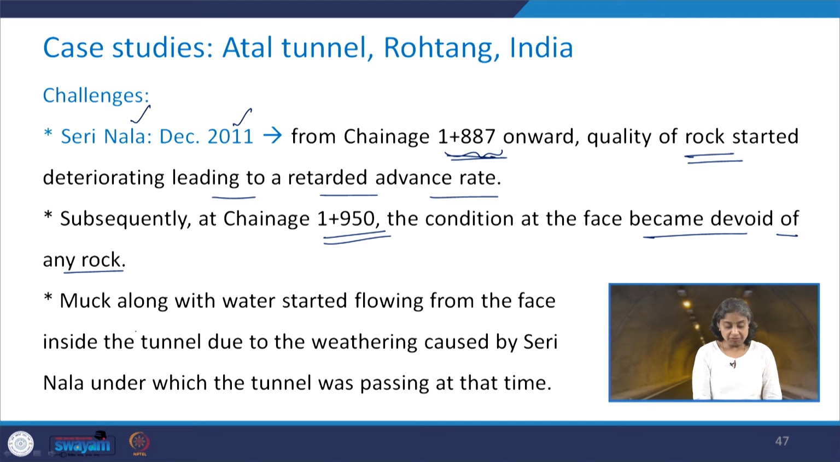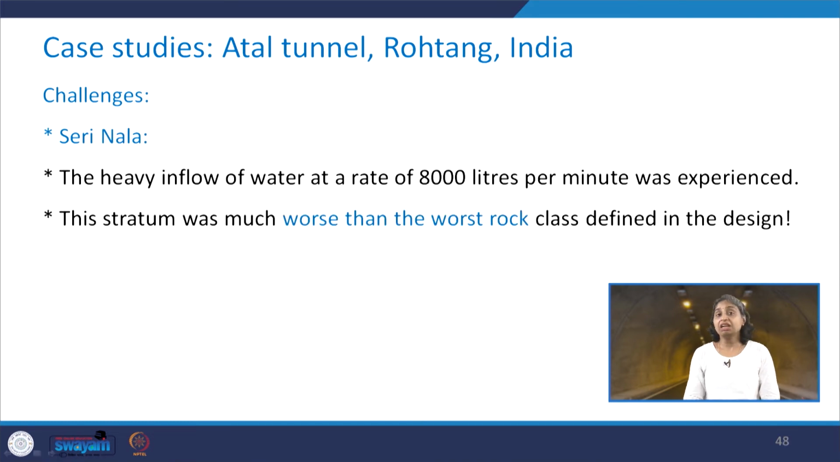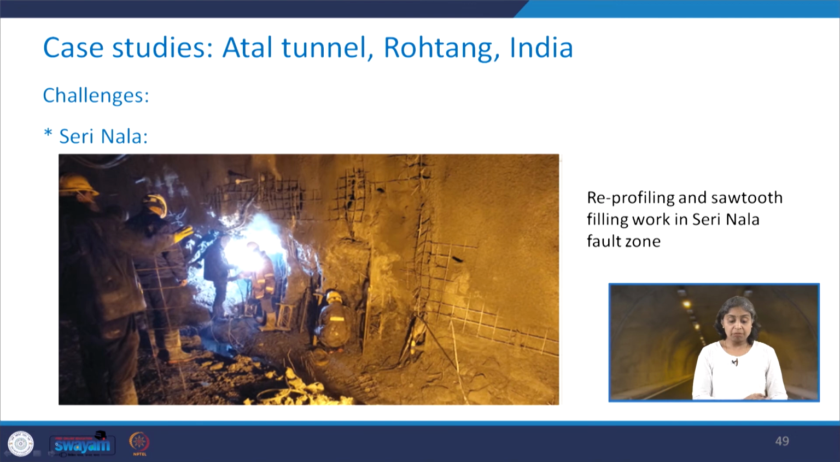Then what happened was that muck along with the water started flowing from the face inside the tunnel due to the weathering which was caused by this Seri Nala, under which the tunnel was passing at that particular time. So the heavy inflow of the water at a rate of 8,000 liter per minute was experienced. This stratum was much worse than the worst rock class which is defined usually in the design. So this really posed a big challenge.